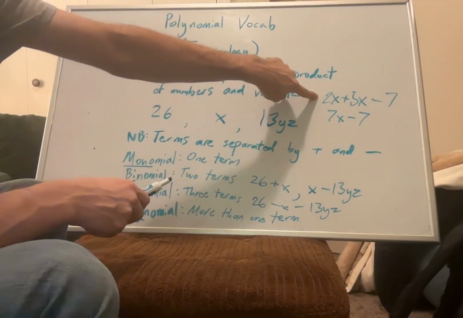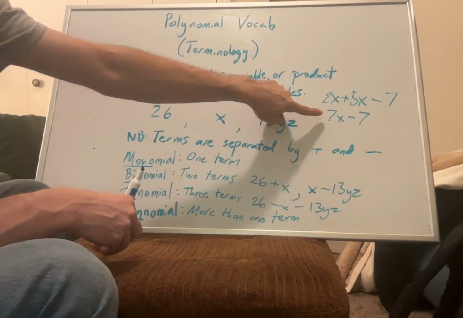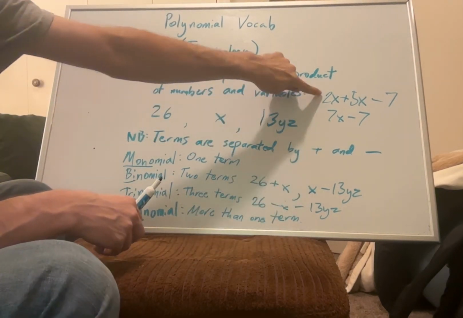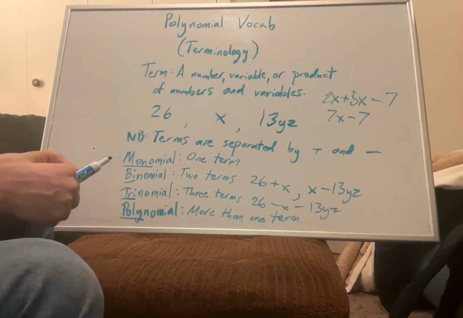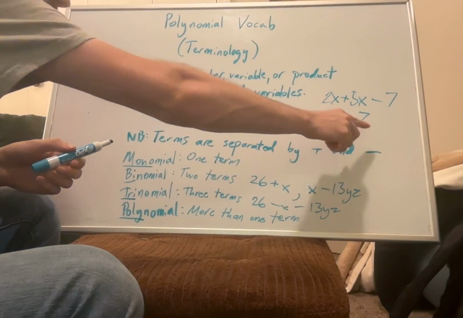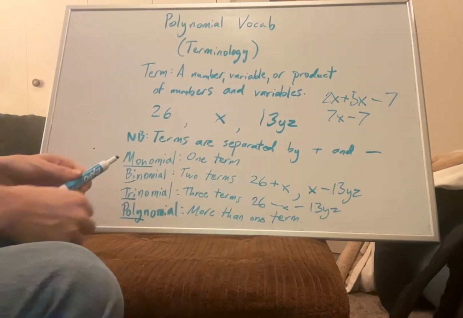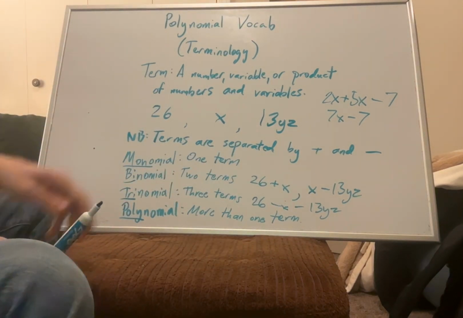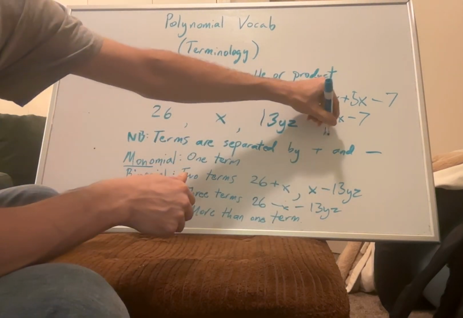So this expression we would actually ultimately classify as a binomial, because once we've collected all the like terms, we just have 7x and 7 separated by a minus sign. So this would be considered a binomial.